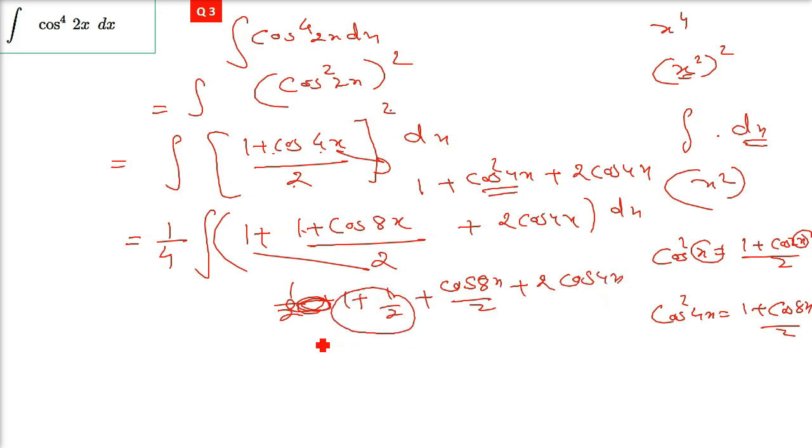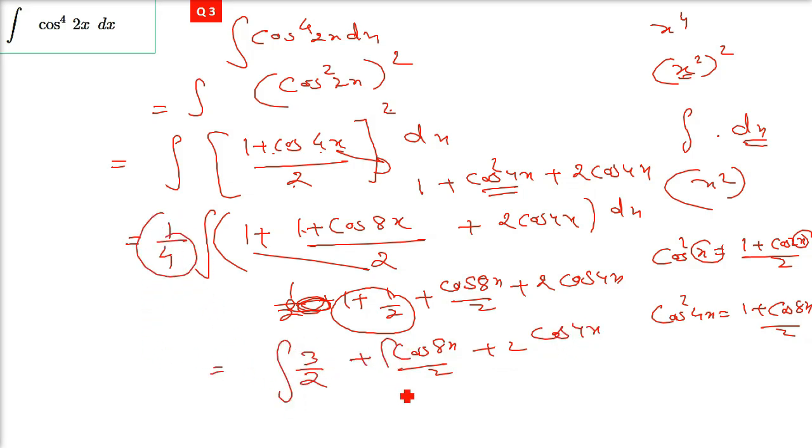This is 3 by 2. Write it like this, 3 by 2. And this is cos 8x by 2 plus 2 cos 4x. Please remember, 1 by 4 was already there. So let us integrate this first and then we'll introduce 1 by 4 again.